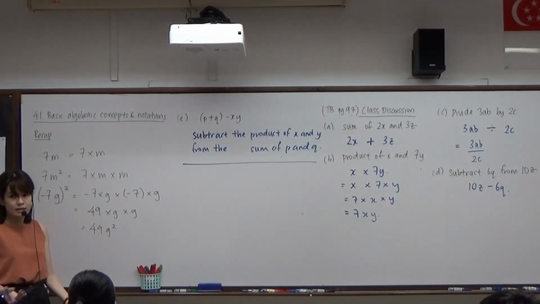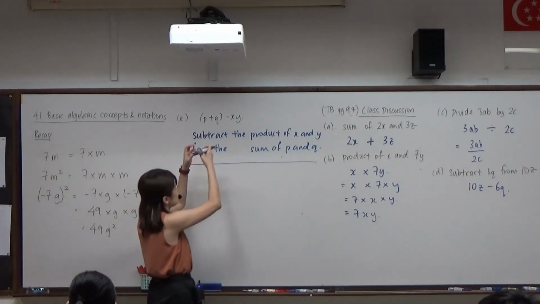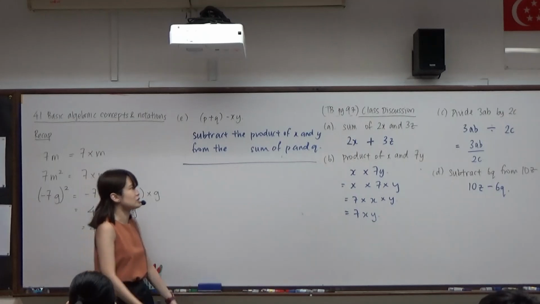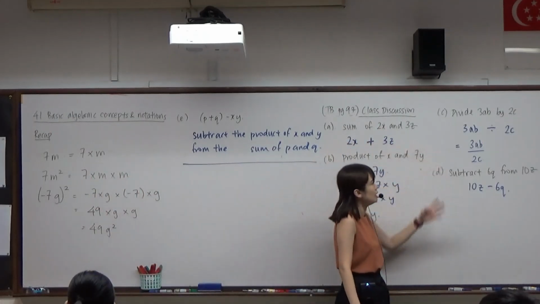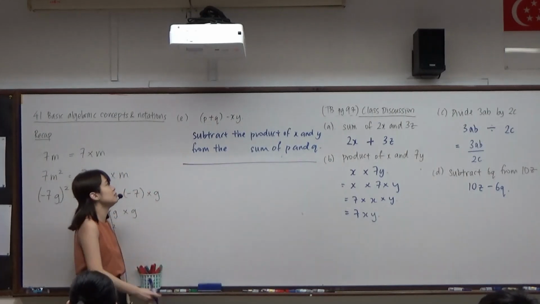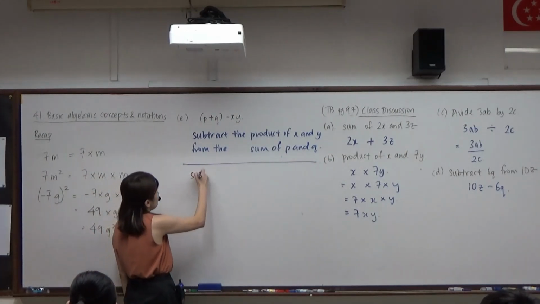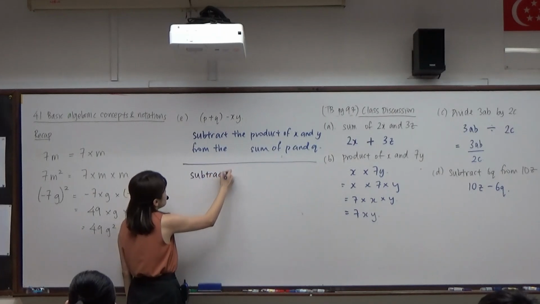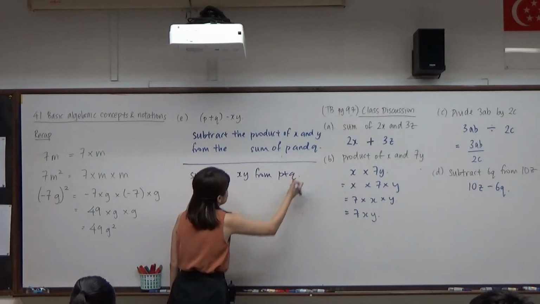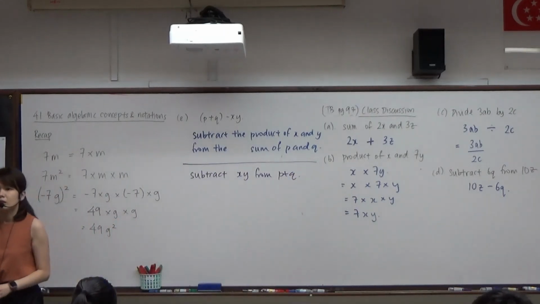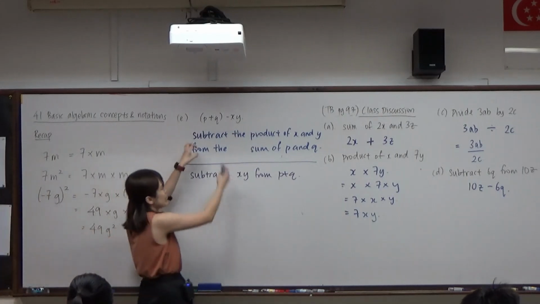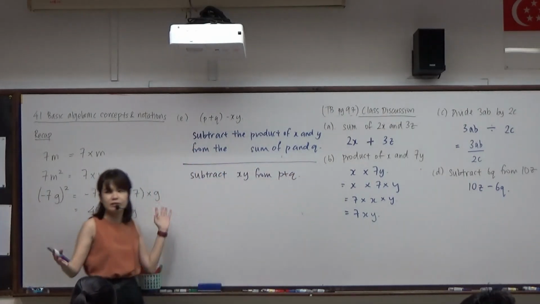Another way of writing it, if you really don't want to break it down into the product of x and y and the sum of p and q, is that it is actually possible to follow something similar to A, B, C, and D. I'm not saying that this is wrong, this is perfect, I feel. But I want to show an alternative: you can say subtract xy from p plus q. This is also fine, in simple terms. Just that this is very much in its full expanded form.